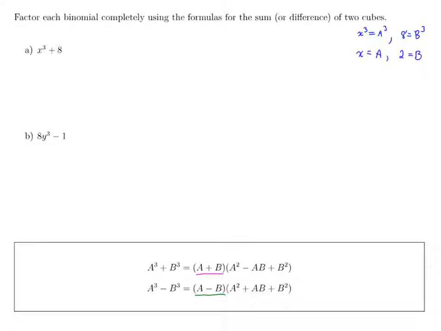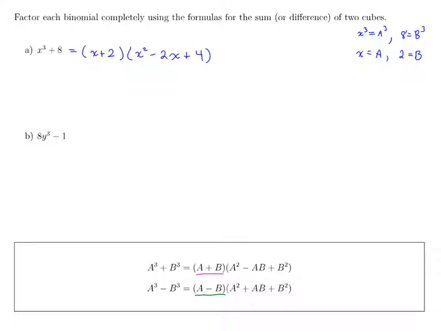So applying that formula, x cubed plus 8 is then equal to a plus b, which we'll replace with x plus 2, times a squared minus ab plus b squared. So we'll have x squared minus 2x plus b squared, which would be 2 squared or simply 4. So x cubed plus 8 factors into x plus 2 times the expression x squared minus 2x plus 4.